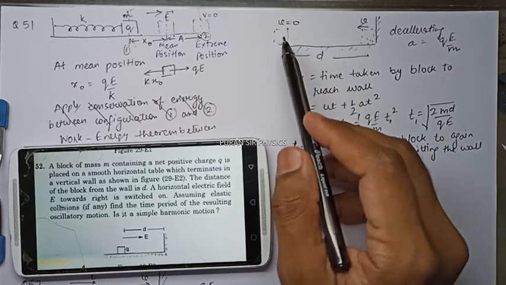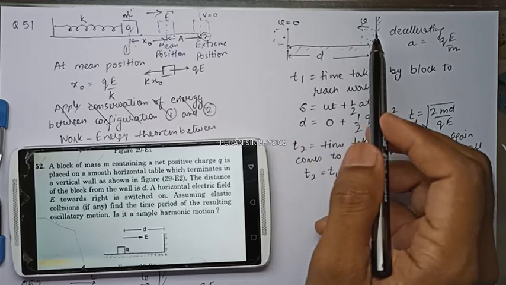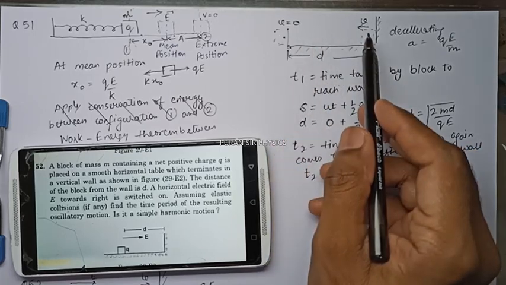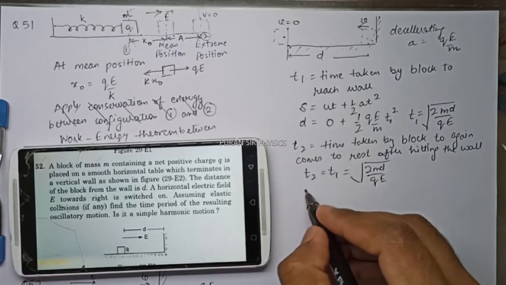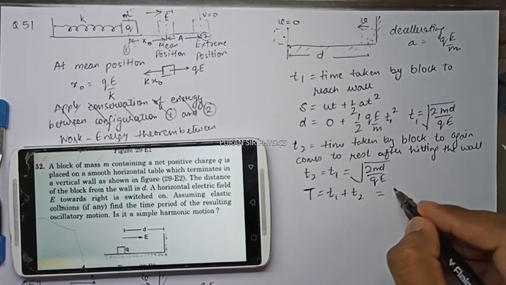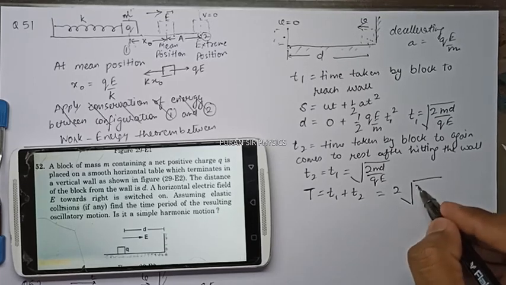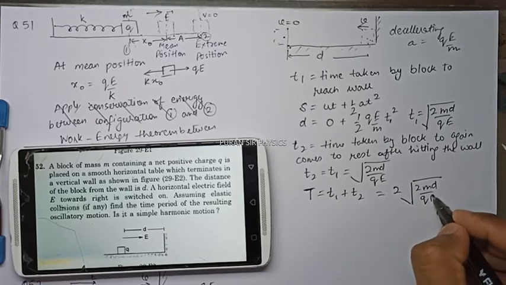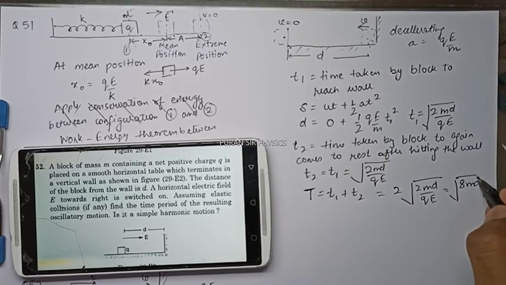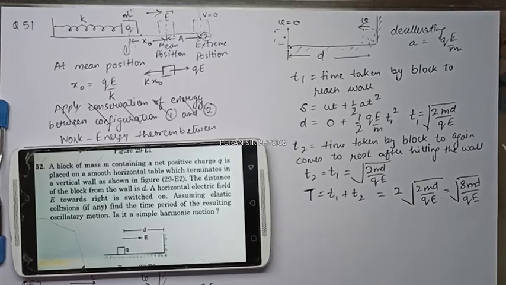So what is time period? The time of the portion of your motion that is repeating. So this portion is repeating, to and fro motion. So the time period will be t1 plus t2. So it will be 2 times square root of 2md by QE, and if we take the 2 inside it will become square root of 8md upon QE. So this is the answer of question number 52.